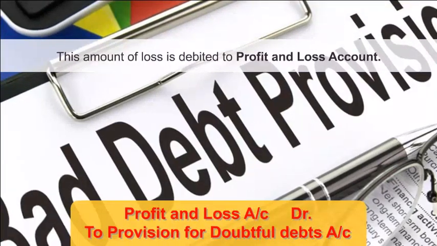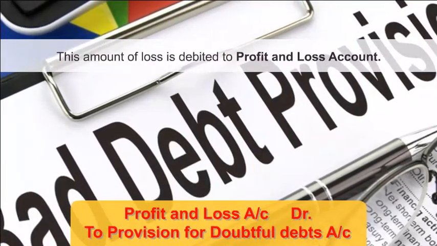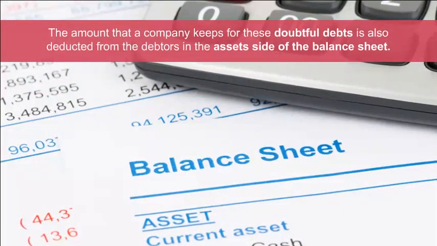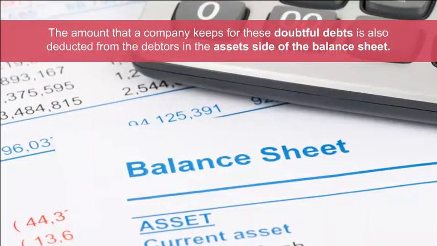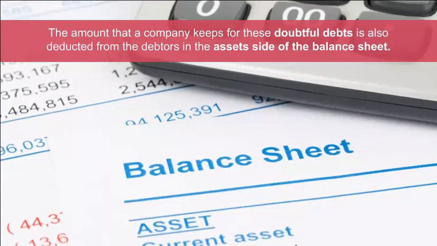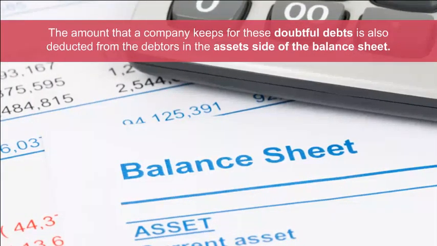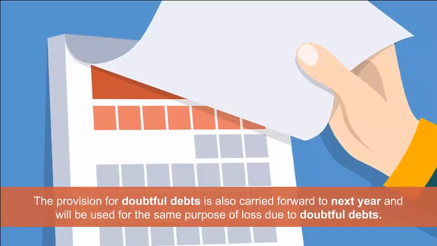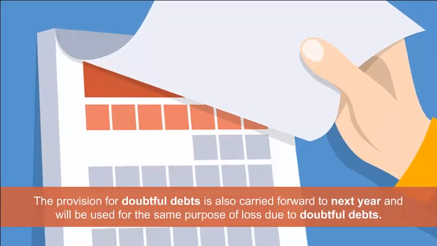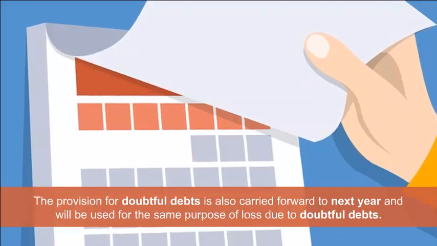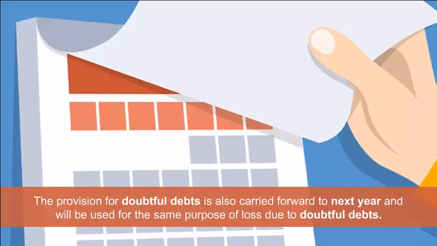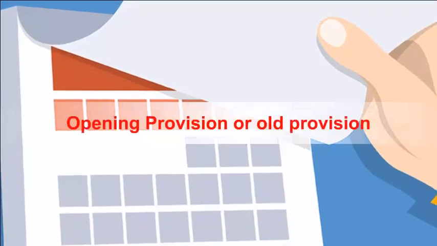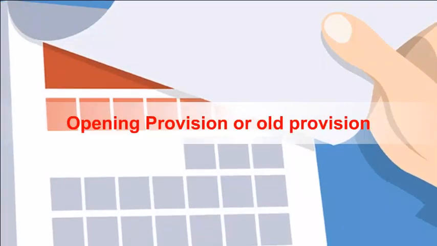Profit and loss account debited to provision for doubtful debts account. The amount that a company keeps for these doubtful debts is also deducted from the debtors on the assets side of the balance sheet. The provision for doubtful debts is also carried forward to next year and will be used for the same purpose of loss due to doubtful debts.